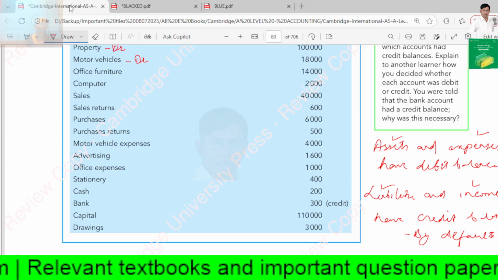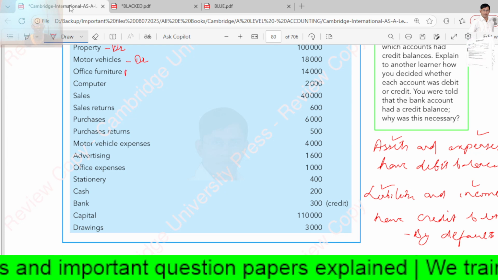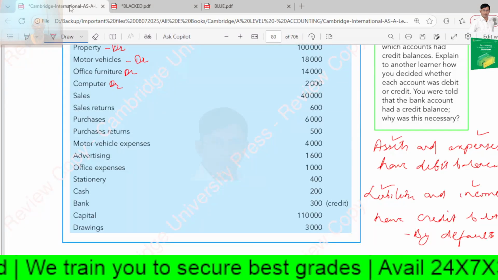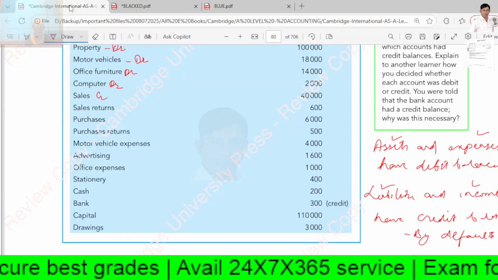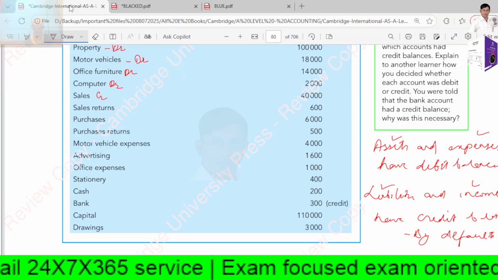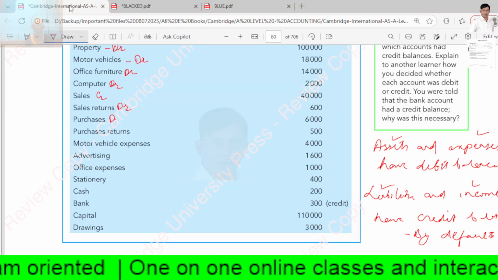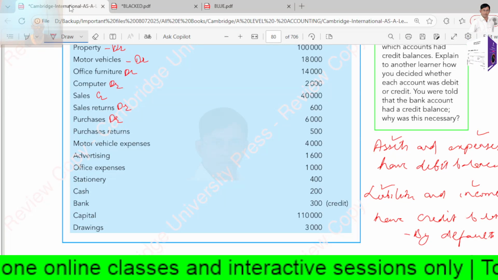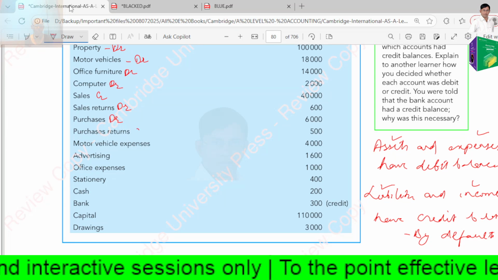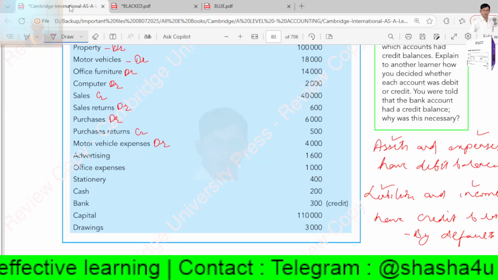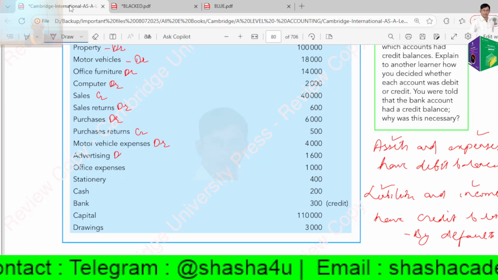Office furniture is an asset, debit balance. Computer is an asset, debit balance. Sales is a revenue income, credit balance. Sales return is exactly the reverse of sales, it is a debit balance. Purchases is an expense, debit balance. Purchase returns is exactly the reverse of purchases, it is a credit balance. Motor vehicle expense is a debit balance because it is an expense. Advertising is an expense, debit balance.